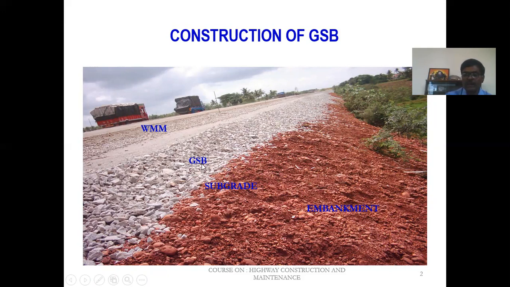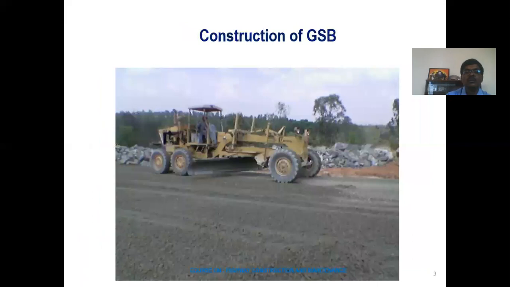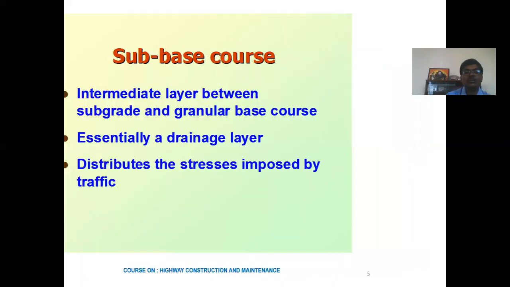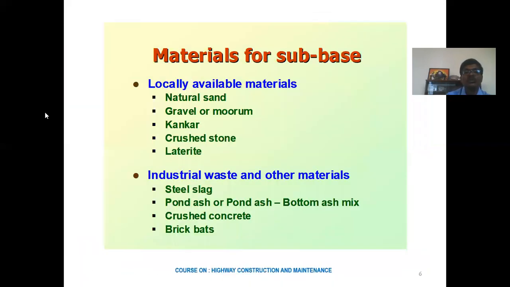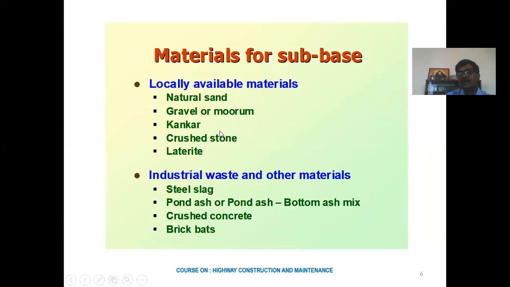So, except for low volume roads, we don't use any muram or kankar or any plastic material in the GSB layer.